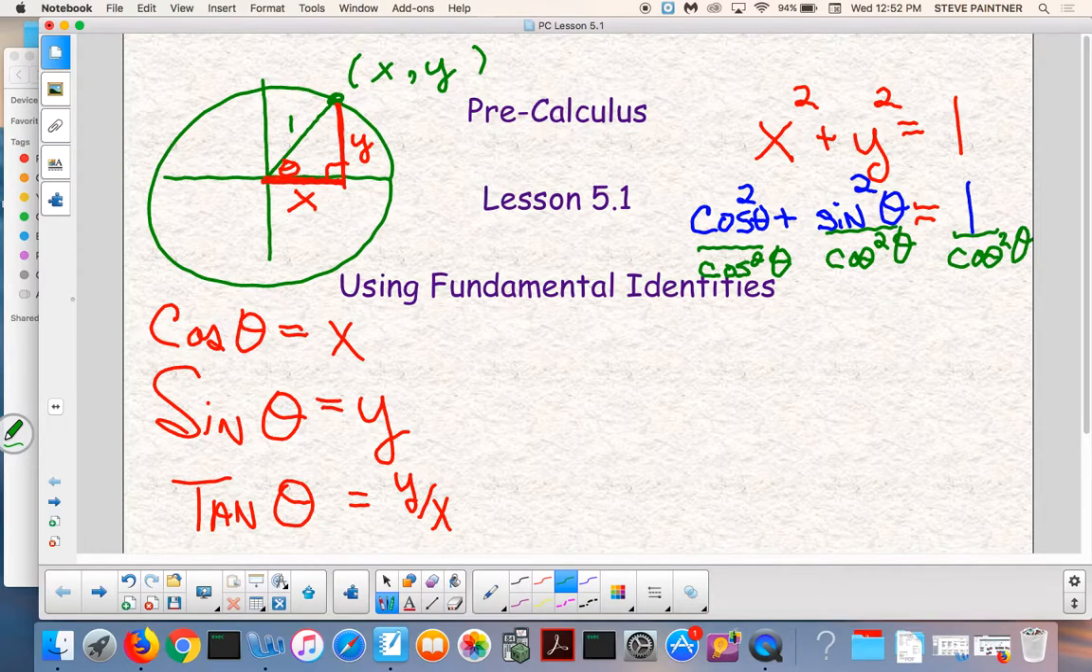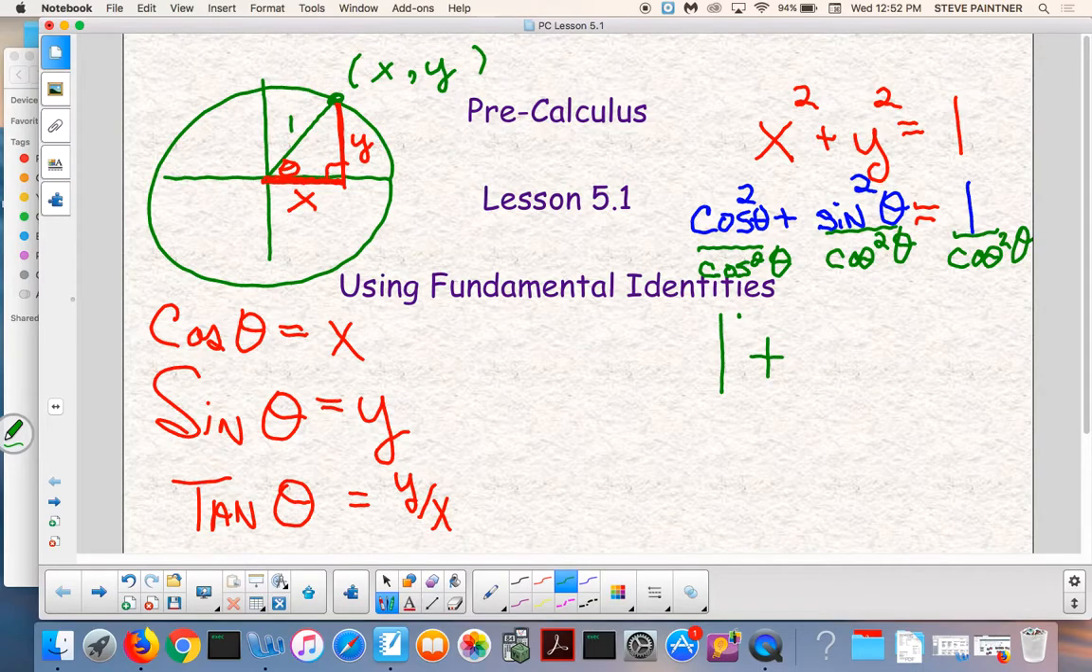Okay, what's cosine squared divided by cosine squared? No, it's not 0. It cancels and becomes 1. It's like saying 5 divided by 5, 6 divided by 6. It's just 1.